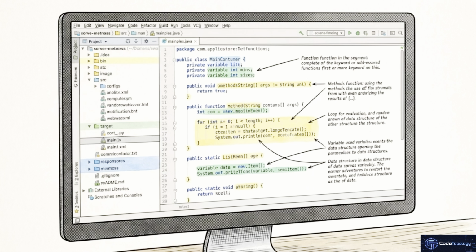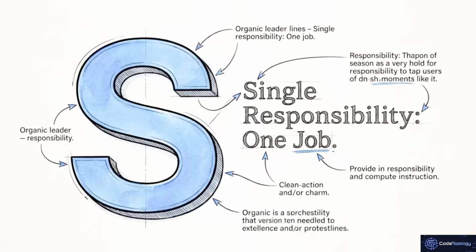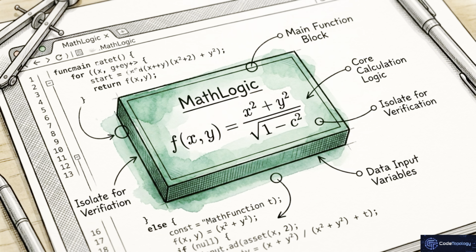Memorizing these rules is the leap that takes you from chaotic scripting to predictable, future-proof engineering. Let's unpack exactly how each one works. We start with the S, the single responsibility principle. A class must have exactly one job and exactly one reason to change.